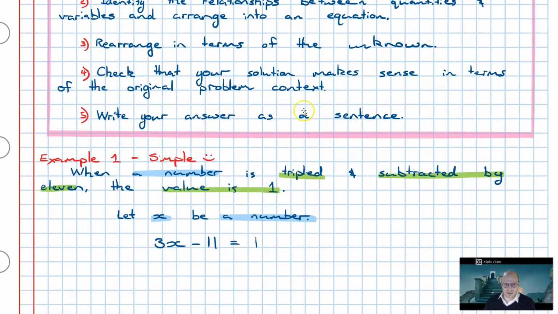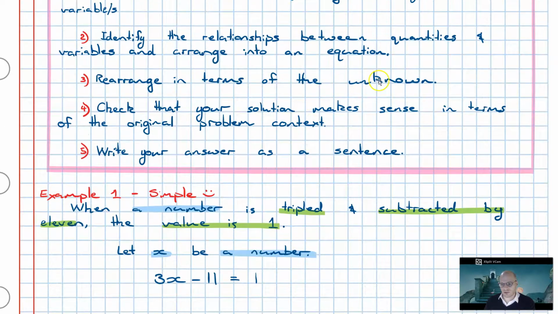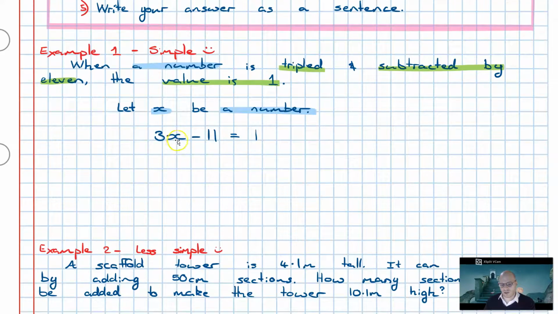Alright, now step 3, rearrange in terms of the unknown, or in other words, solve for x. To solve for x, we're firstly going to move all our constant terms to the right and our variable terms to the left. So constant term 11 needs to go to the right by adding 11 to both sides. Then we're going to remove our factors. So we have 3x, but we want to know what is x. So we divide both sides by 3. The 1, that should be 12.